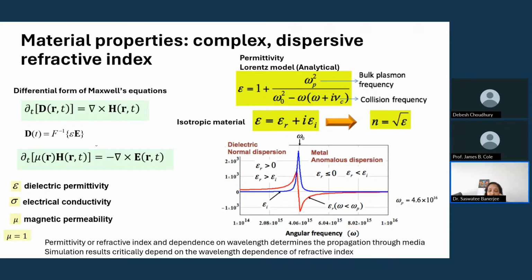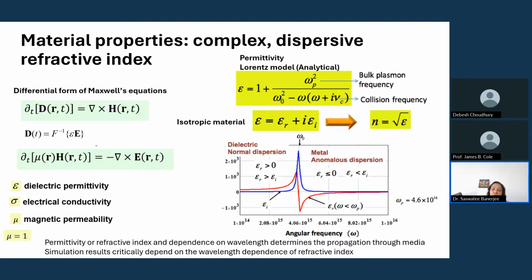What you are seeing on the x-axis is the angular frequency. Angular frequency is inversely proportional to the wavelength of light. And here you see there is this normal dispersion region. Small omega means higher lambda, meaning you're going to the IR side, and this is more like the short wavelength side.